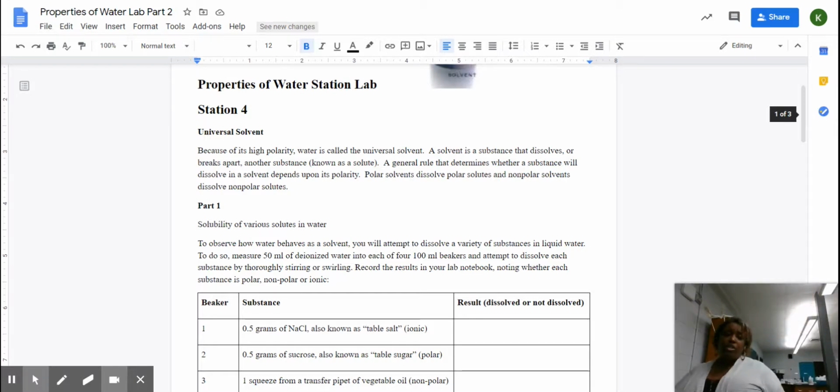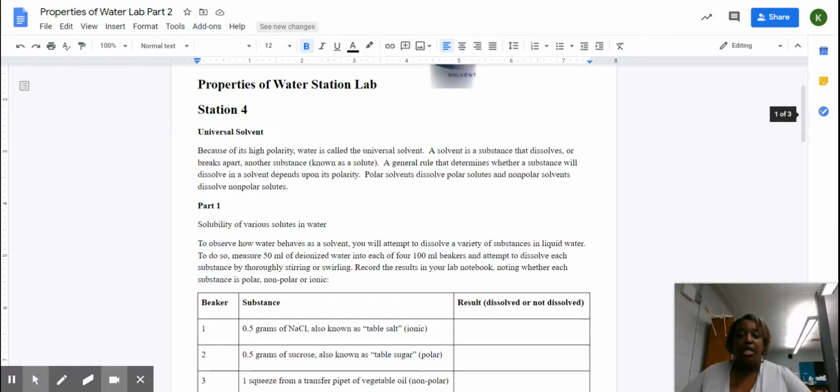And if you were to try to do this lab at home, which you can, because we're just using regular household things that you have, then you could just use a cup. A cup is normally 250 milliliters total because it's 8 ounces, and that's how many milliliters is in 8 ounces. So you can just fill the cup like a fourth of a way and do this lab.